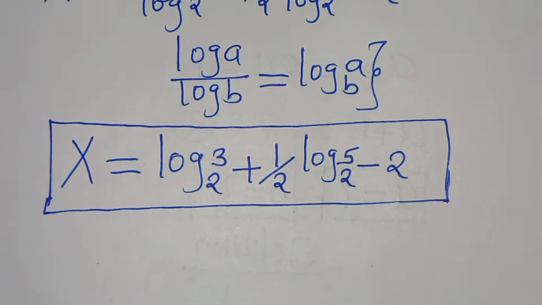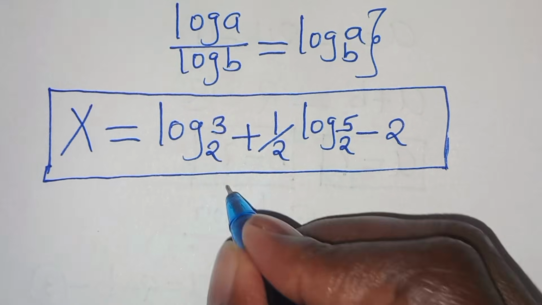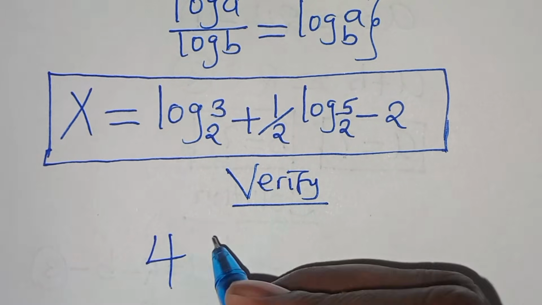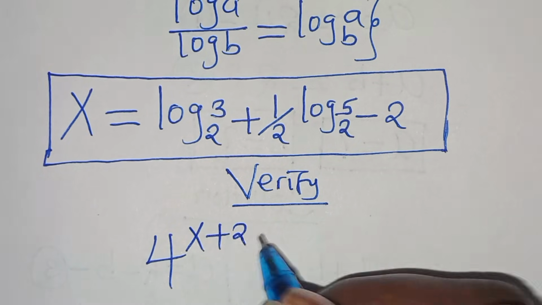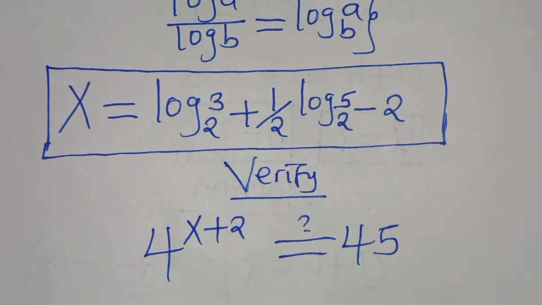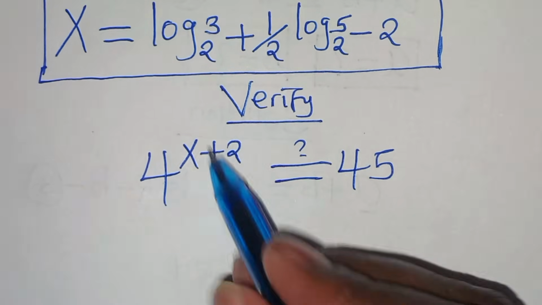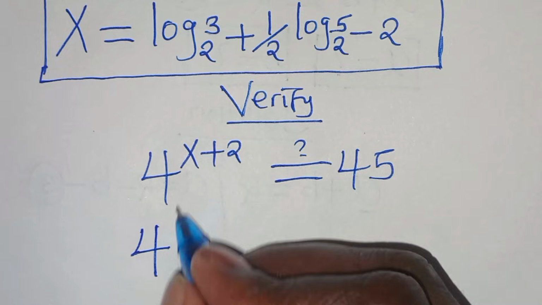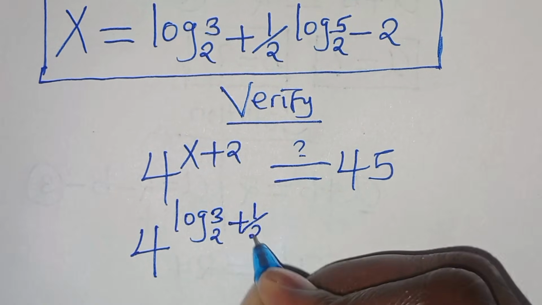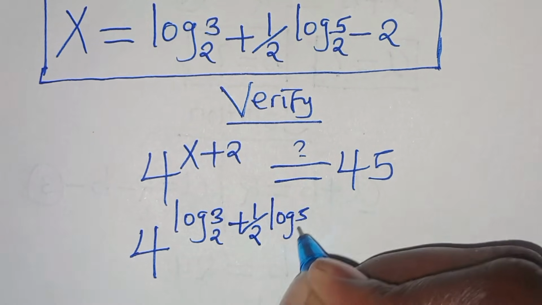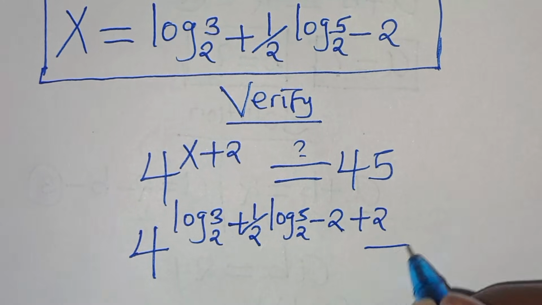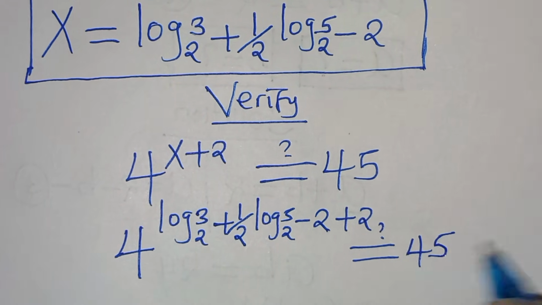Now let's verify that this value of x satisfies the equation. We have that 4 to the power of x plus 2 is supposed to give us a value of 45. Now let's substitute x, so that we have 4 to the power of log 3 to base 2 plus a half log 5 to base 2 minus 2, then plus 2. This is supposed to give us a value of 45.